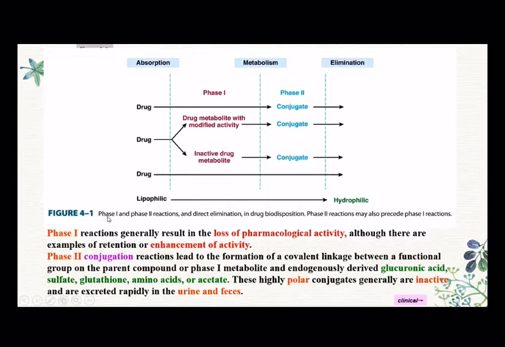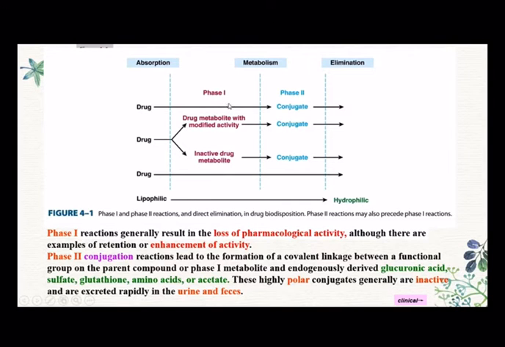Look at this figure: Phase 1 and Phase 2 reactions and direct elimination in drug biodisposition. Phase 1 reactions generally result in the loss of pharmacological activity, although there are examples of retention or enhancement of activity. We will discuss it later. Phase 2 conjugation reactions lead to the formation of a covalent linkage between a functional group on the parent compound or the Phase 1 metabolites and endogenously derived glucuronic acid, sulfate, glutathione, amino acid, or acetate. These highly polar conjugates generally are inactive and are excreted rapidly in the urine or feces.